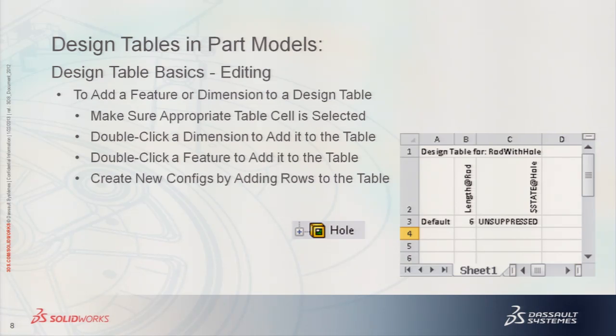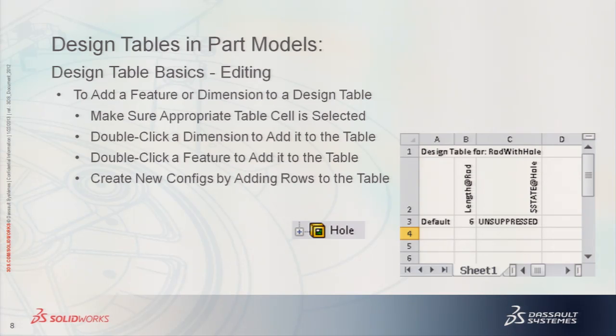And then in the model, you just double-click a dimension. When you double-click that dimension, that's after the fact. You're saying, okay, now put that guy in that table. Or you double-click a feature, and it puts in this syntax: $state at whole is the name of the feature, and then it's either unsuppressed or suppressed. You do not need to write out the entire word. All you need is U for unsuppressed or S for suppressed. So that's the basic ways for how to add a dimension and a feature.